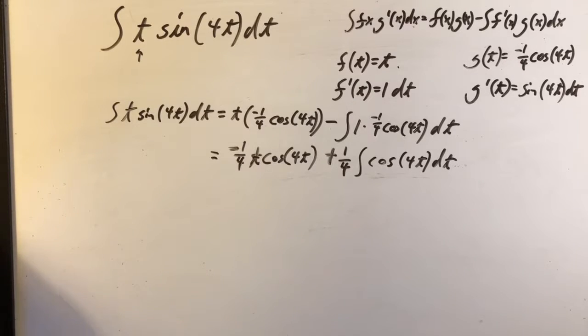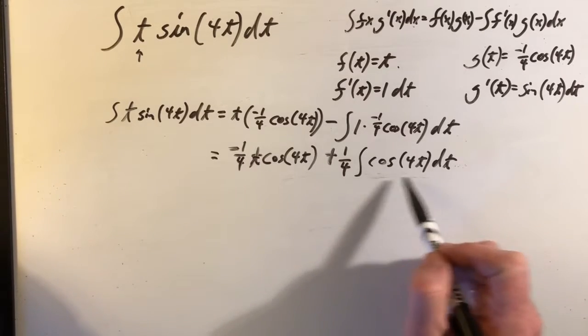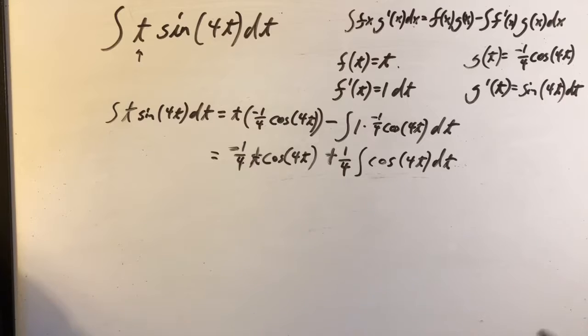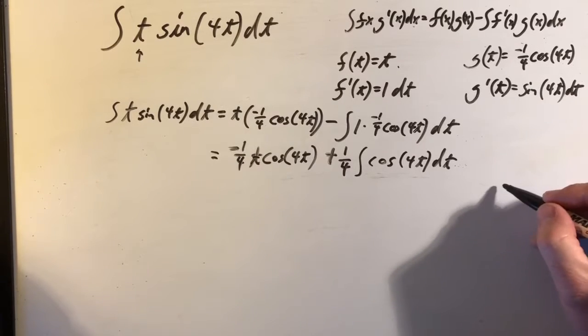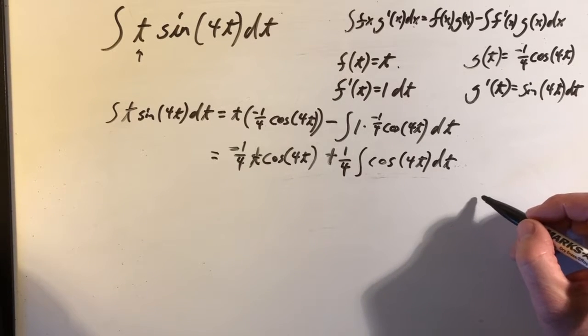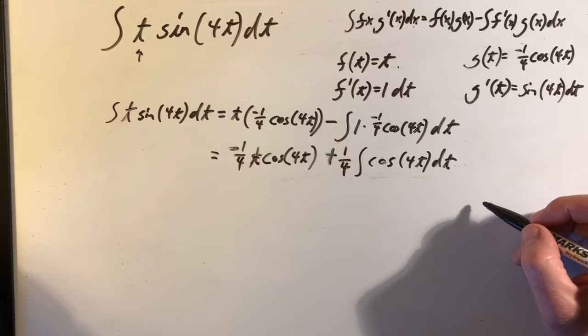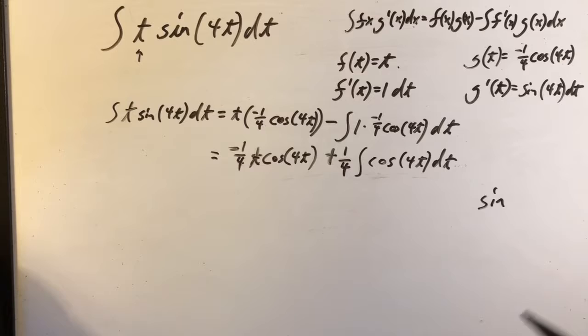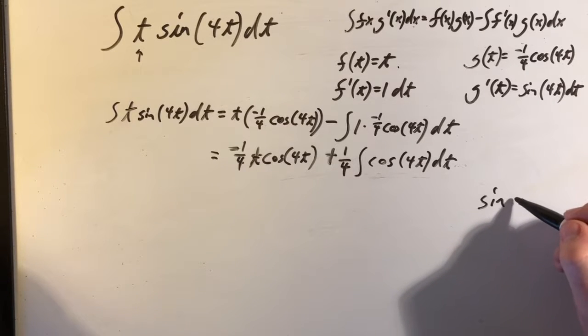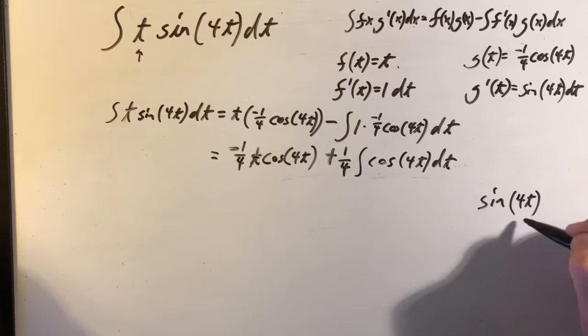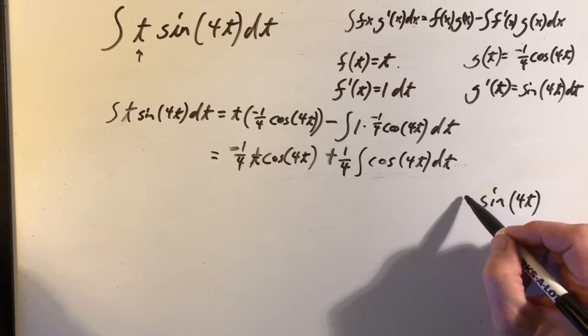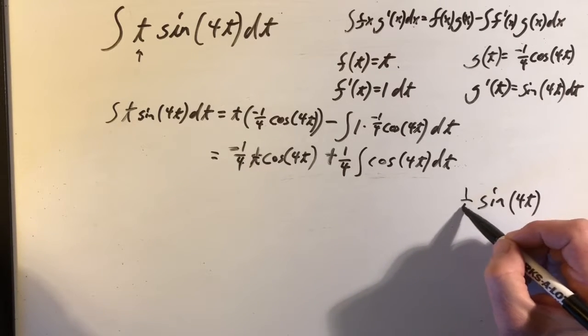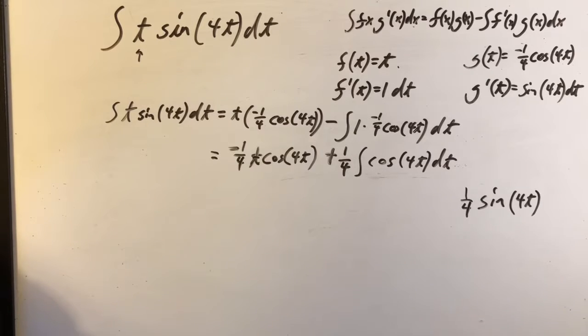Okay, so next step is I need to evaluate what is that integral, and that's relatively simple because that would just give me another sine 4t times 1/4 there.